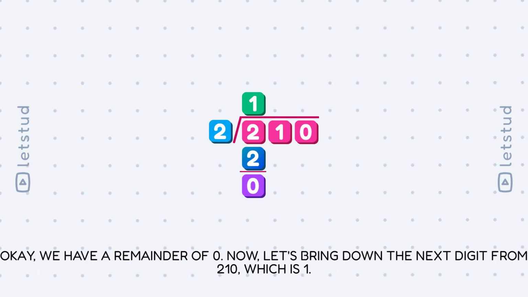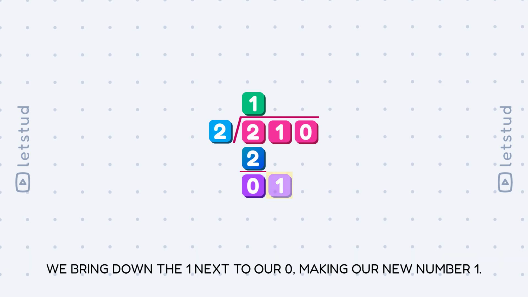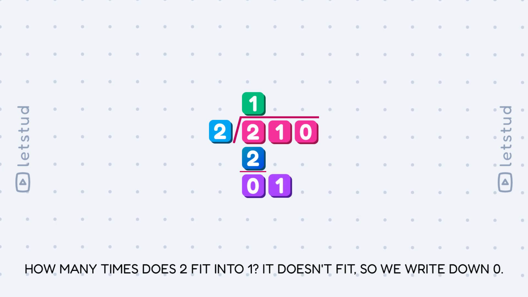Okay, we have a remainder of 0. Now let's bring down the next digit from 210, which is 1. We bring down the 1 next to our 0, making our new number 1. How many times does 2 fit into 1? It doesn't fit, so we write down 0.